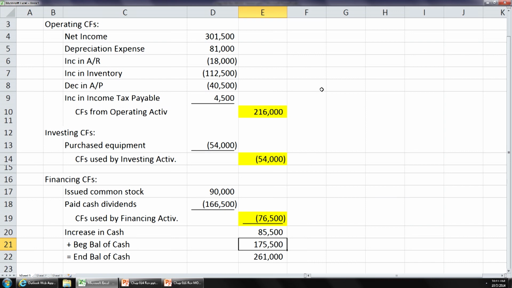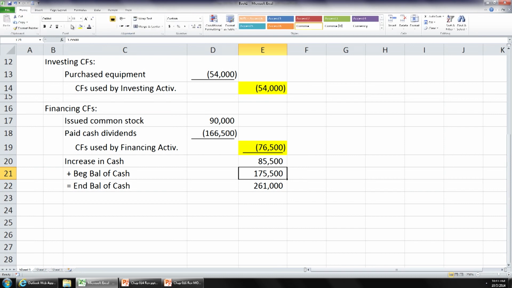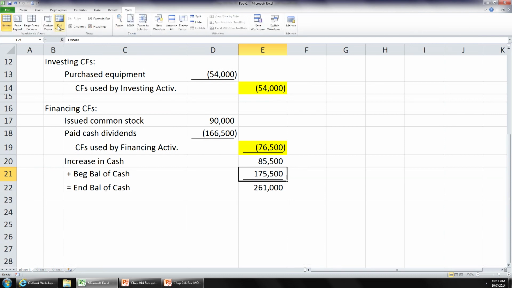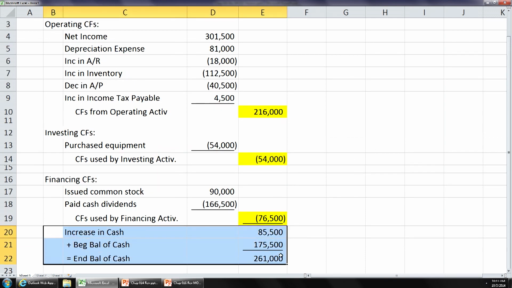Now, let me get off full screen so I can underline this. Okay. Now, here is the beautiful part. Listen to me. This information in blue, we have from the very beginning before we do anything, do we not? Do we not know our beginning balance of cash? Yes, we do, from the balance sheet. Do we not know our ending balance of cash? It is from the balance sheet as well. Thus, we can figure out if cash increased or decreased and by how much.